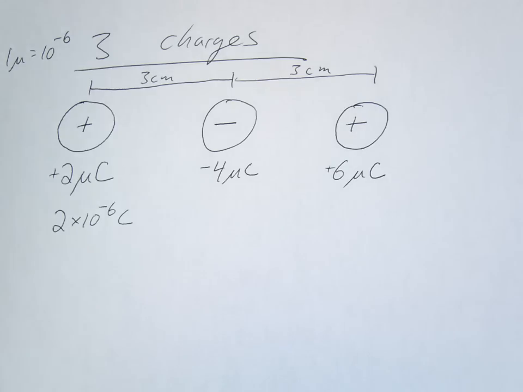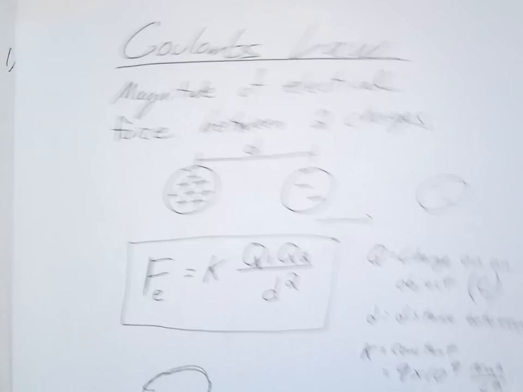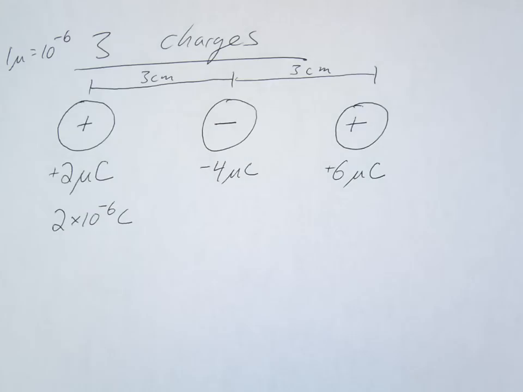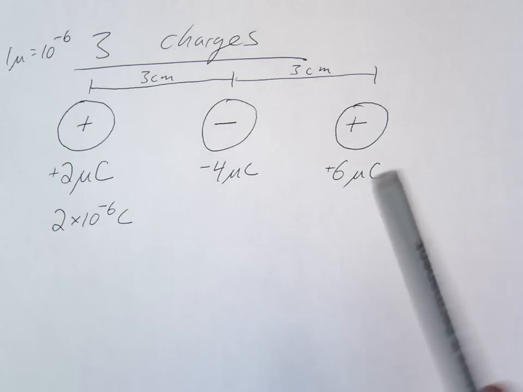All right, so 3 charges. When you look at Coulomb's equation, how many charges do you see? How many Q's? 2, right? There's only 2 Q's. So when you have 3, you can't do 3 all at once. You can only do 2 at a time. So you're only going to do Coulomb's law with 2 charges at a time. So how you're going to approach this is you're just going to ignore one of the charges, and you're just going to look at 2 charges at a time.